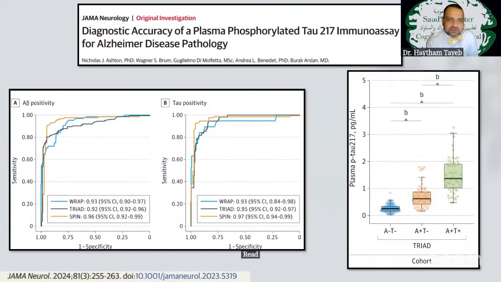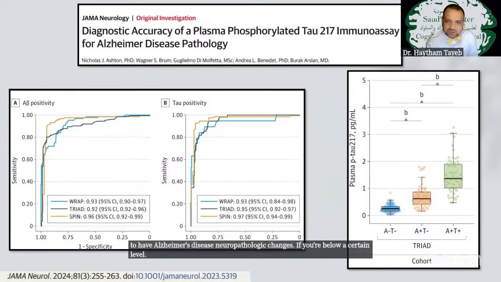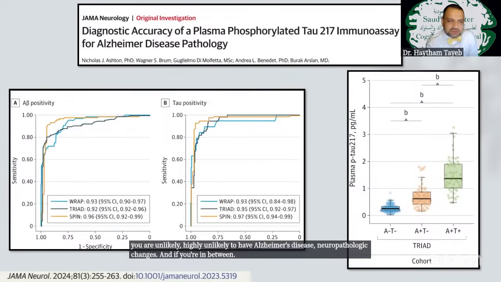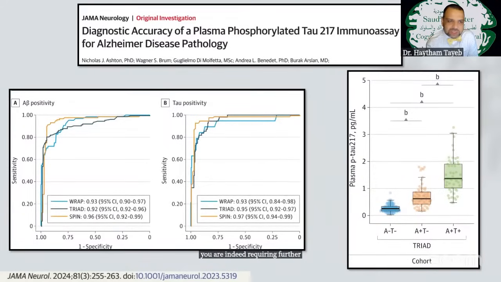reading, meaning if you're above a certain level, you're highly likely to have Alzheimer's disease neuropathologic changes. If you're below a certain level, you are highly unlikely to have Alzheimer's disease neuropathologic changes. And if you're in between, you are indeed requiring further testing to answer that question, either with CSF or amyloid PET. It was shown that at these levels, plasma p-tau 217 is both sensitive and specific, more sensitive than specific, but both highly sensitive and specific for the presence of Alzheimer's disease neuropathologic changes.